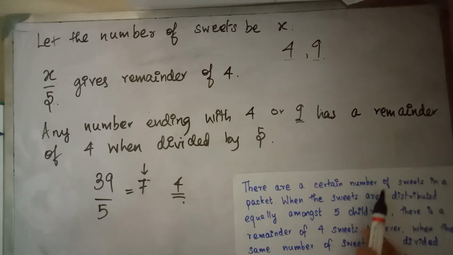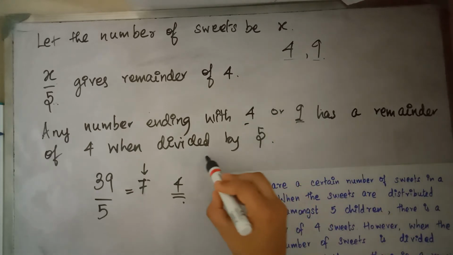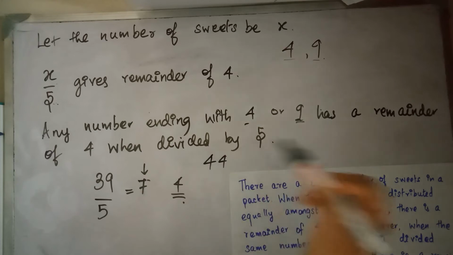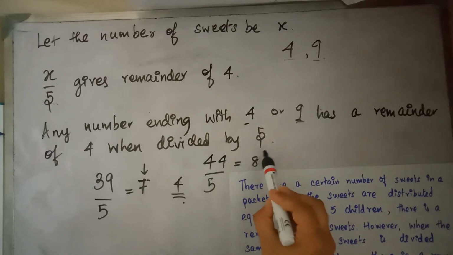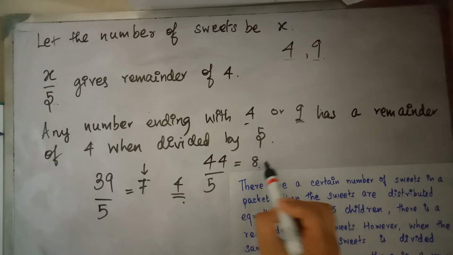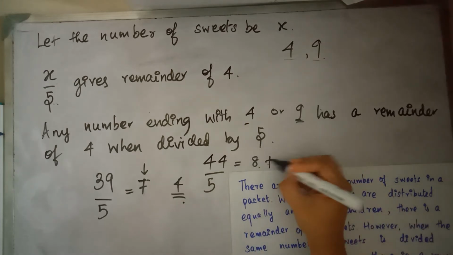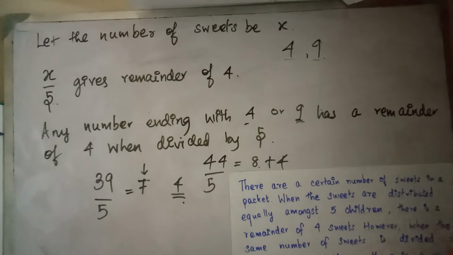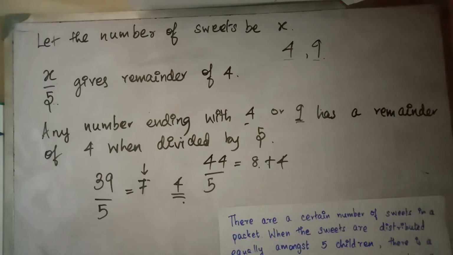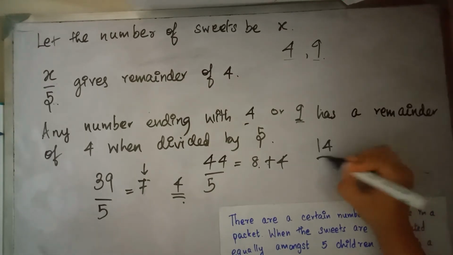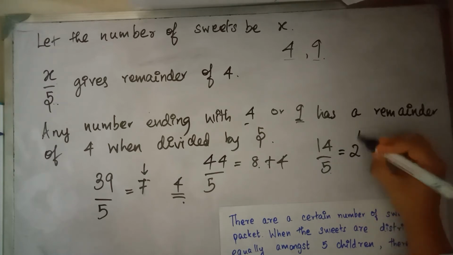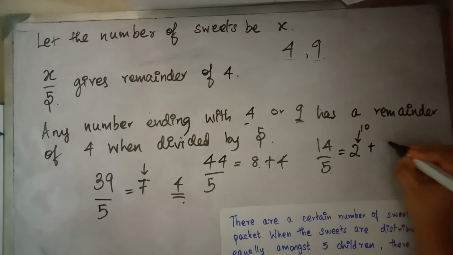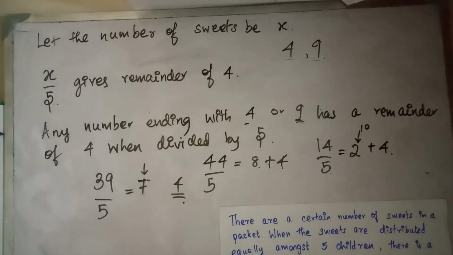Let's take something that ends with 4. Let's take 44. 44 when divided by 5, it will be divisible until 40, giving us a quotient of 8, and then there's a remainder of 4. Even 4, let's take 14. 14 divided by 5, it will be divisible until 10, so it gives us a quotient of 2 and remainder of 4.